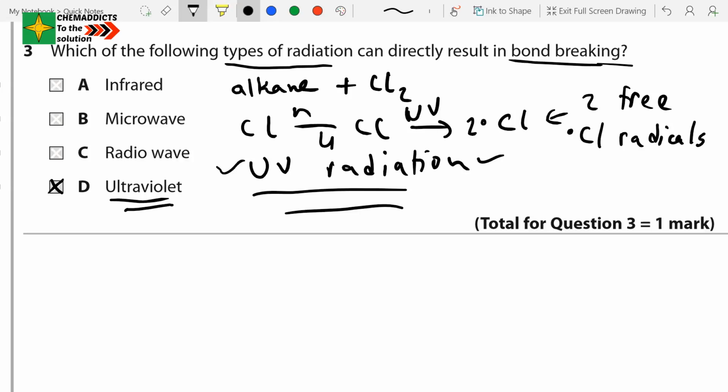I hope you have understood why the answer should be ultraviolet radiation. We just need to recall the reaction between alkane and chlorine, which is a free radical substitution reaction. There, the condition was ultraviolet radiation, as simple as that. I hope that you have understood this question as well as the solution.